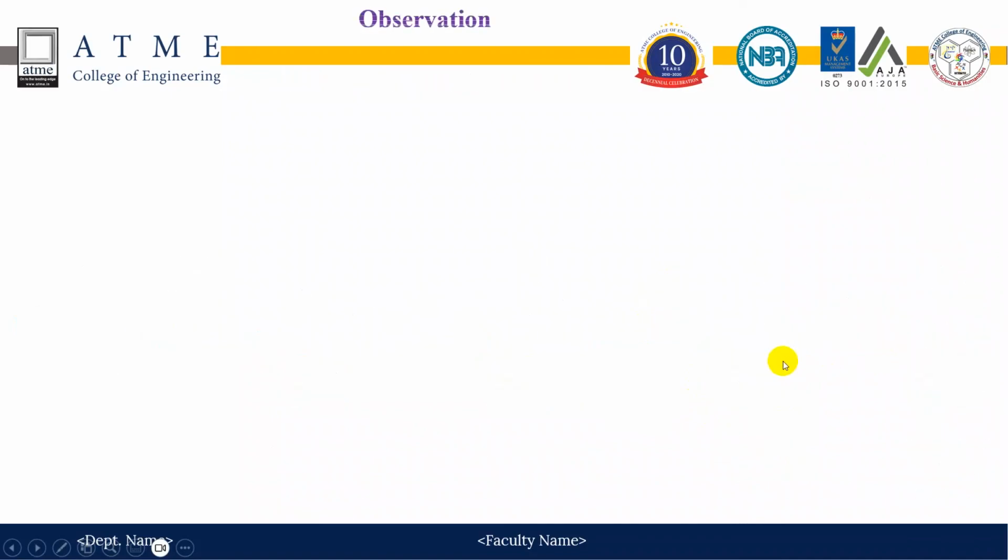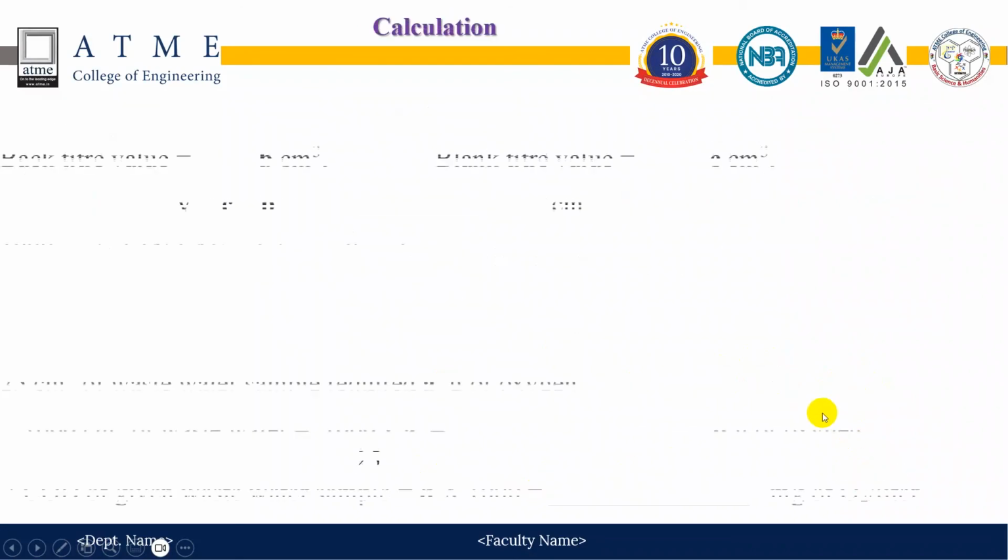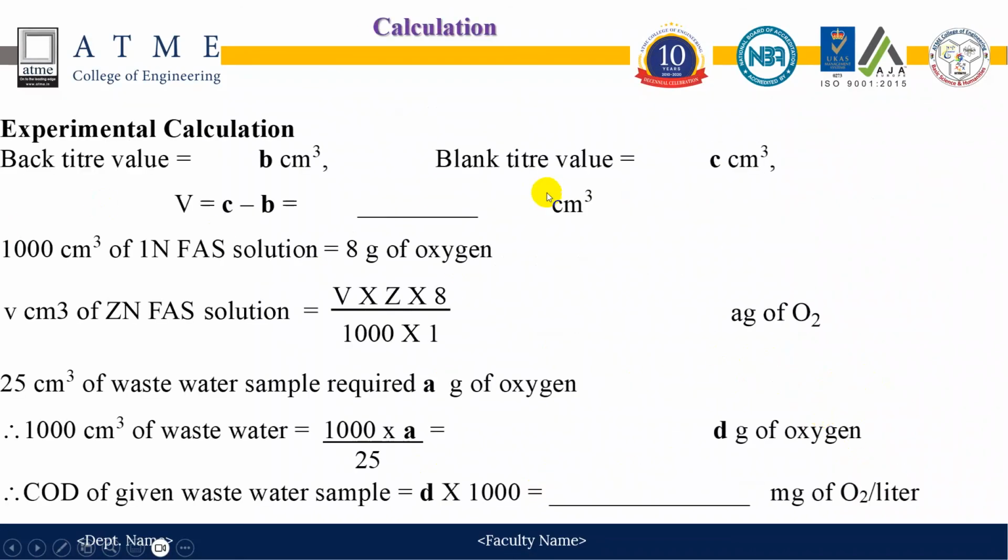Now, after noting down the end point of the reaction, by using this calculation, you have to identify the amount of iron consumed. We will have one back titration and one blank titration, that is B, the back titration, and C, the blank titration. So C minus B will provide you the amount of FAS consumed. By knowing the amount of FAS consumed, we can identify the COD.